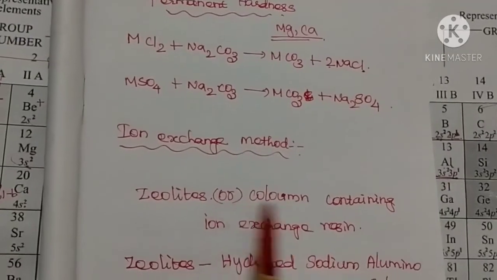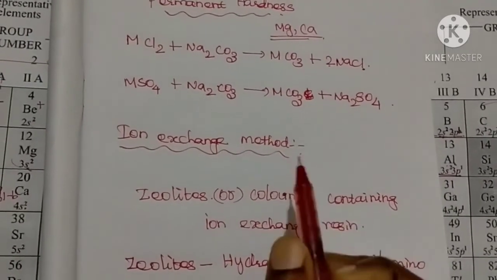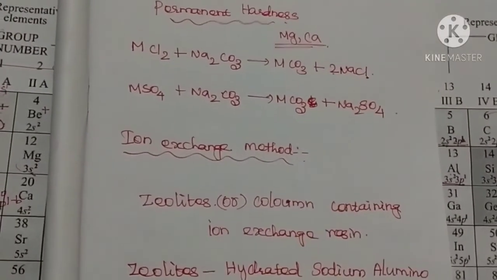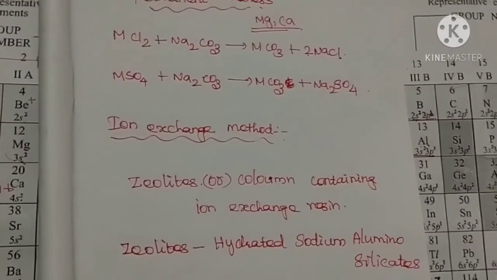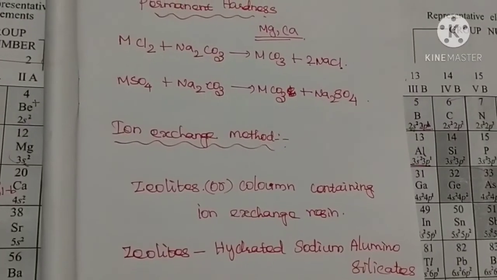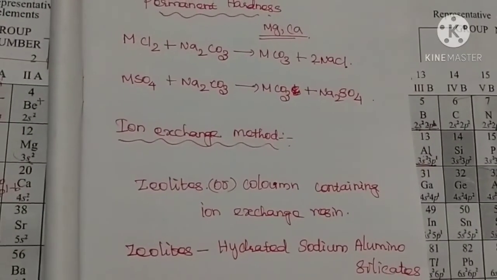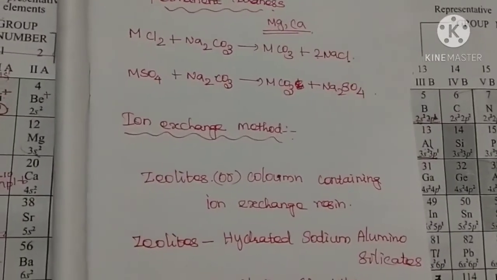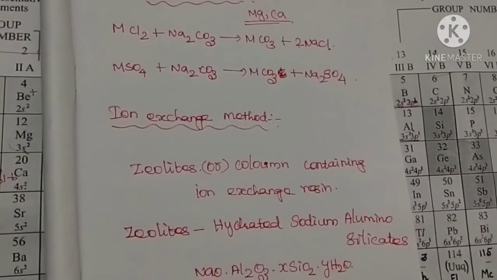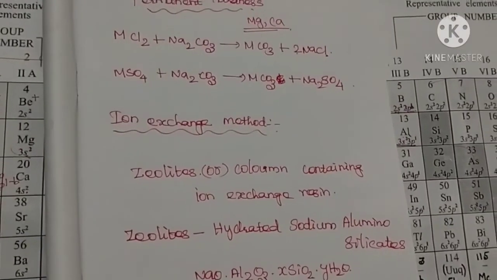So these two methods are used to remove the permanent hardness of water. Hardness of water: what is hard water, what is soft water, then the types of hardness of water, permanent hard water and temporary hard water.